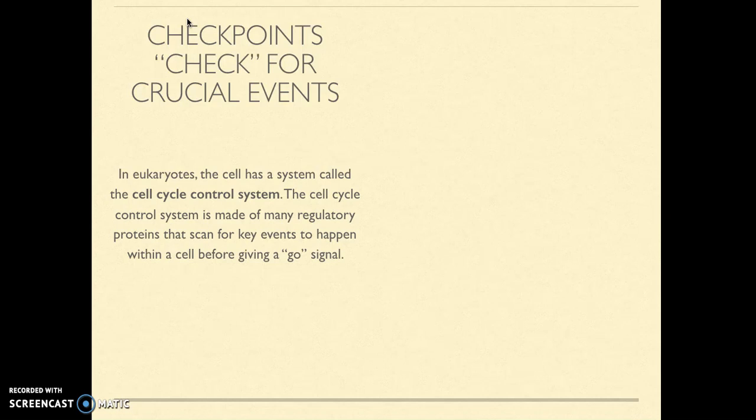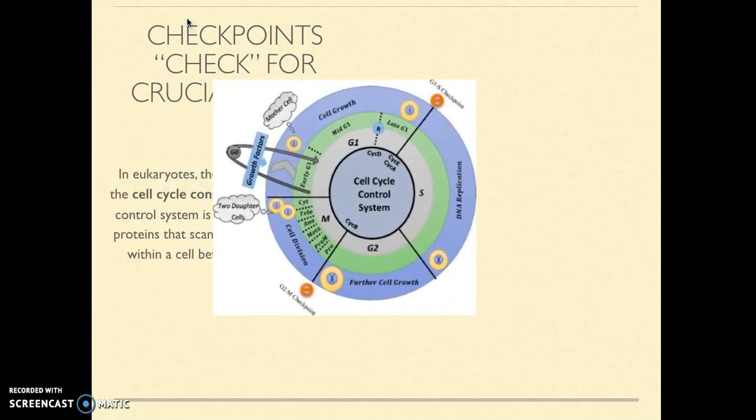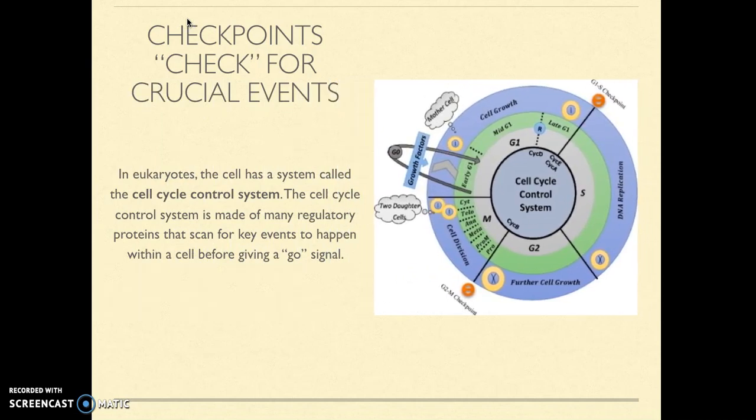In eukaryotes, the cell has a system called the cell cycle control system, and this is made of a bunch of regulatory proteins that scan for key events to happen before giving the cell a go signal in order to continue with replication. Right here I have the cell cycle control system. As you can see, it shows all the phases again, but it also shows some of the regulatory proteins, such as growth factors and other things of that nature. And then it also shows the checkpoints, which are labeled by those red marks right there.